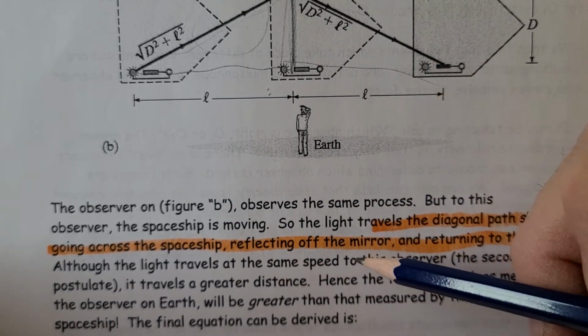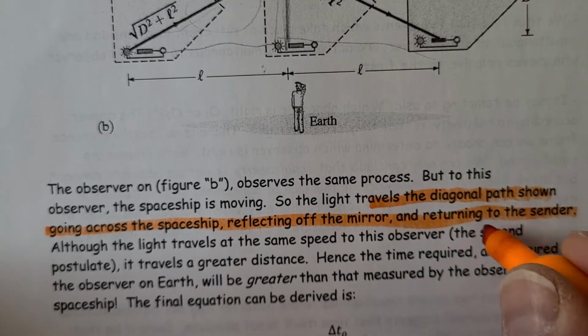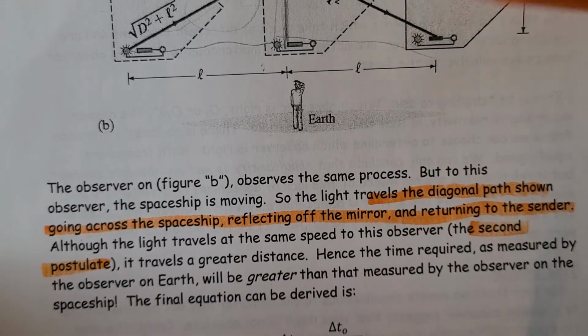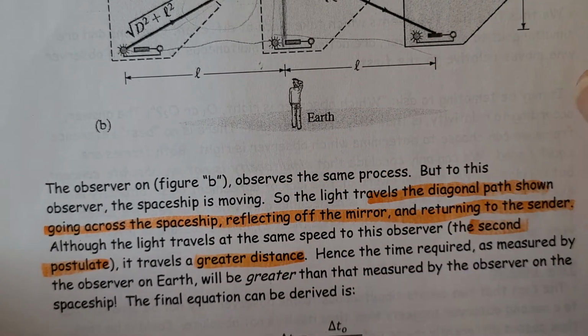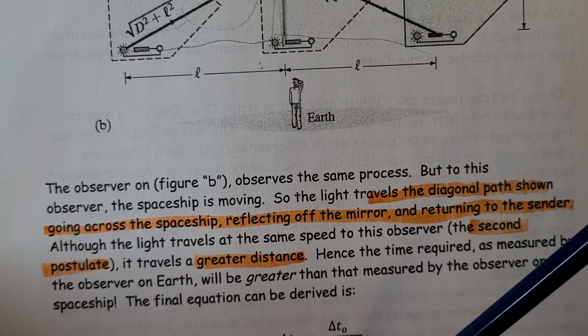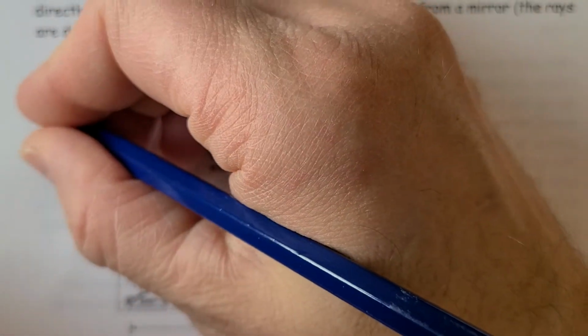Although the light travels at the same speed to this observer, i.e. Einstein's second postulate, the speed of light is the same no matter what, it has to travel a greater distance. Hence the time required as measured by the observer on Earth will be greater. Well, that's interesting. Let's take a look at some calculations here.